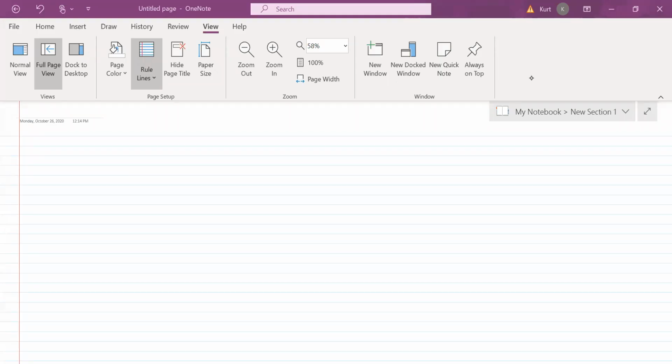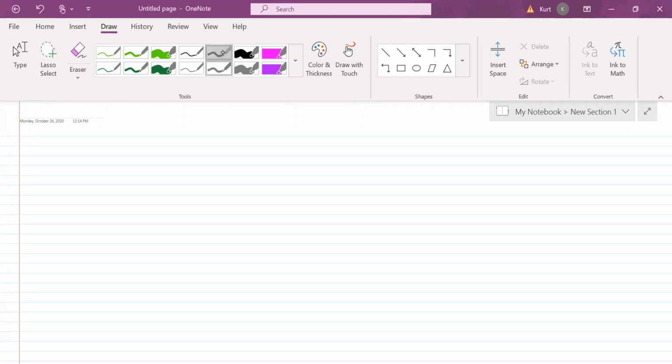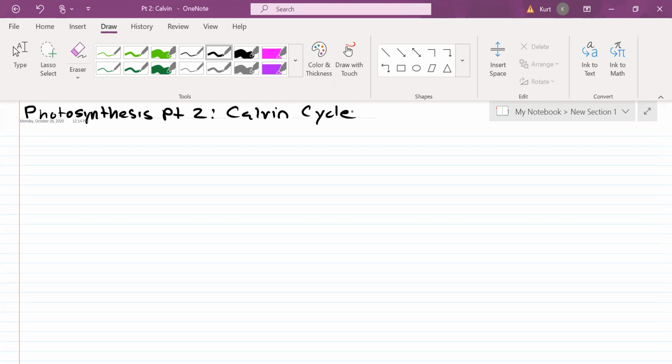Okay, today we're going to do photosynthesis, part 2. Calvin cycle. Don't get it confused with the Krebs cycle. Calvin cycle is in the chloroplast. Krebs cycle is in the mitochondria. It's part of cell respiration.